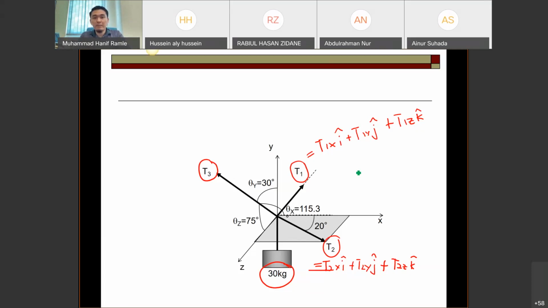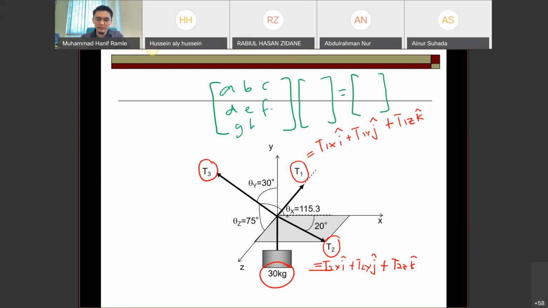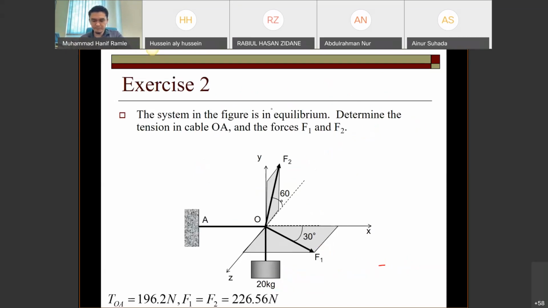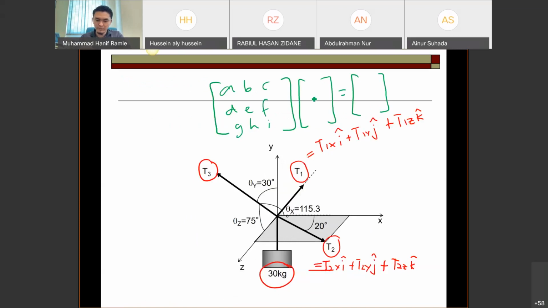My idea to solve this problem is that you have to perform a matrix, a matrix in mathematics. You have to perform it like this. So you have A, B, C, D, E, F, G, H, I, and so on, and X, Y, Z, for example. That is the idea.